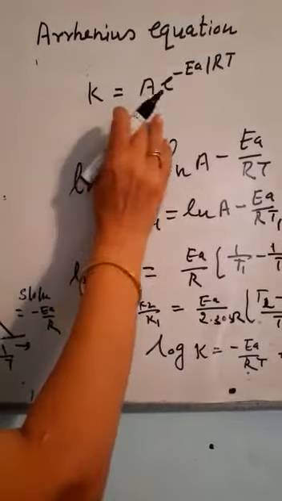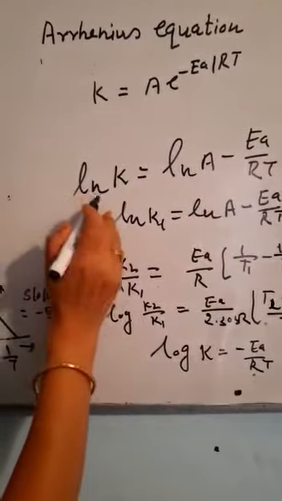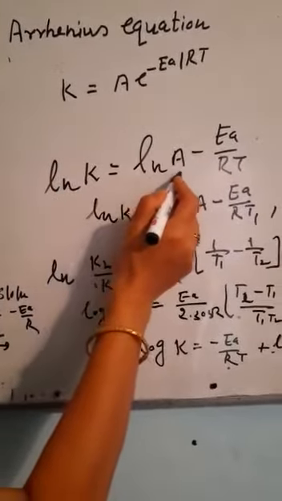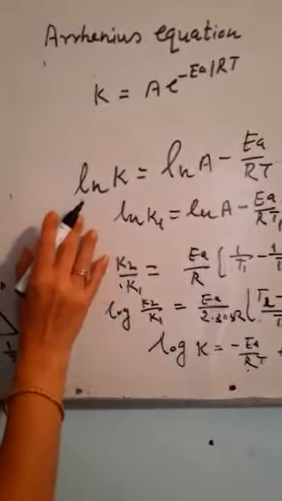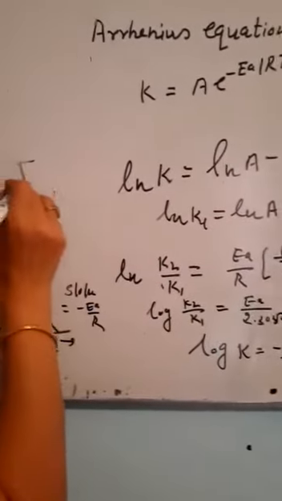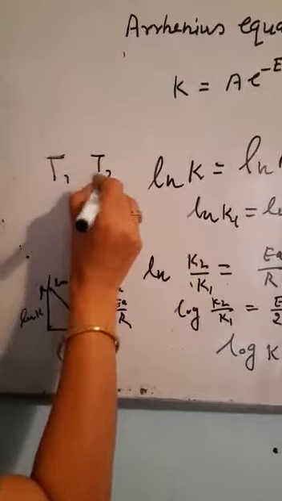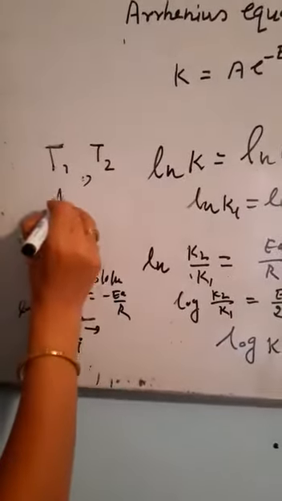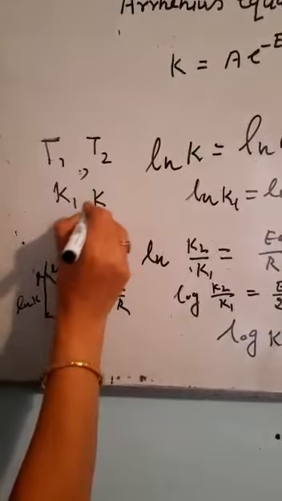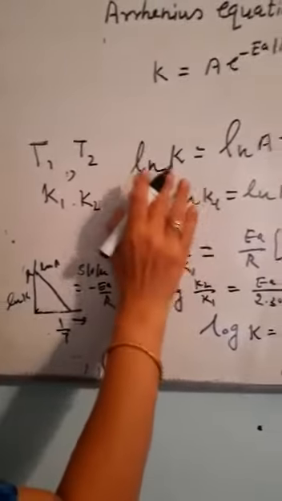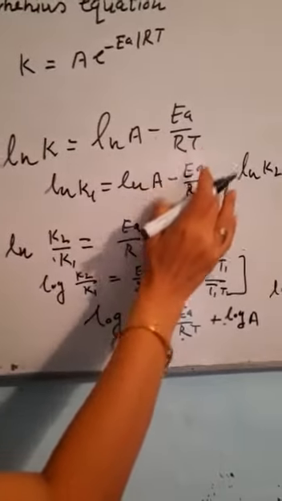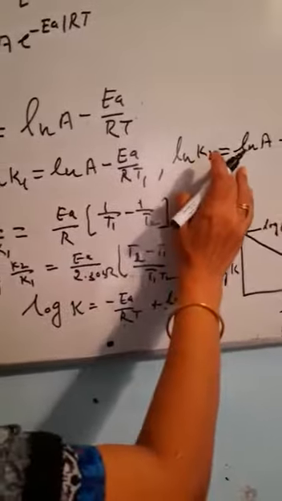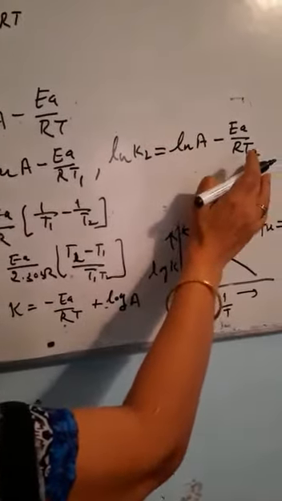If I take log on both sides, the expression becomes ln K = ln A - Ea/RT. ln is the natural log. Now suppose there are two temperatures, T1 and T2, and two rate constants, K1 and K2. Then the equations become ln K1 = ln A - Ea/RT1 and ln K2 = ln A - Ea/RT2.